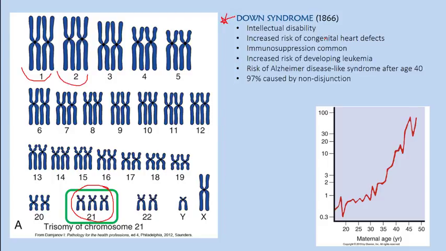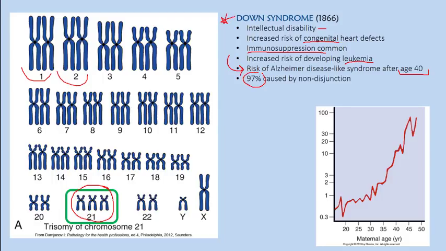This comes along with a lot of issues such as intellectual disability. There's an increased risk that they're going to have problems with their heart from birth. Congenital is from birth. Immunosuppression is also common, so they're more likely to develop conditions, respiratory infections, for instance. They're also more likely to develop cancer of the blood, so leukemia. There's also an increased risk of Alzheimer's disease-like symptoms after the age of 40. So if these individuals live until 40 or later, they start showing Alzheimer-like symptoms.